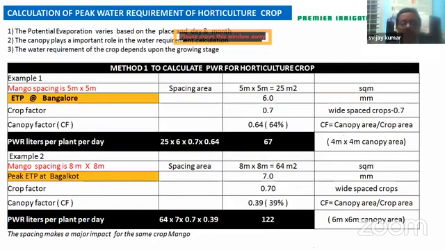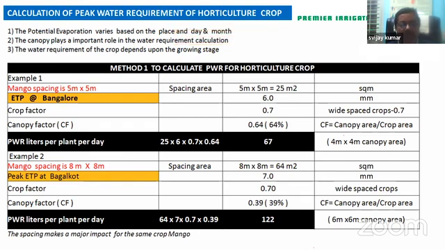So going back to the calculation, now the canopy factor is 0.64. So the peak water requirement on that particular day is simply the product of the square meter of the area, 25, multiplied by the evapotranspiration 6, multiplied by the crop factor 0.7, and multiplied by the canopy factor. It works out to 67 liters per plant per day.